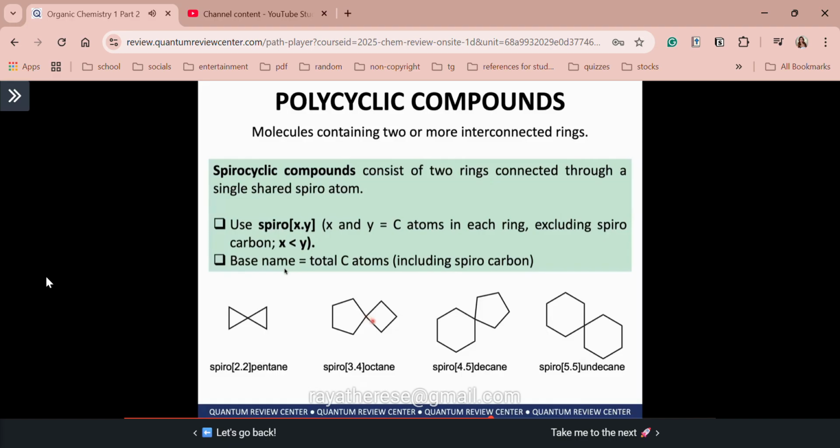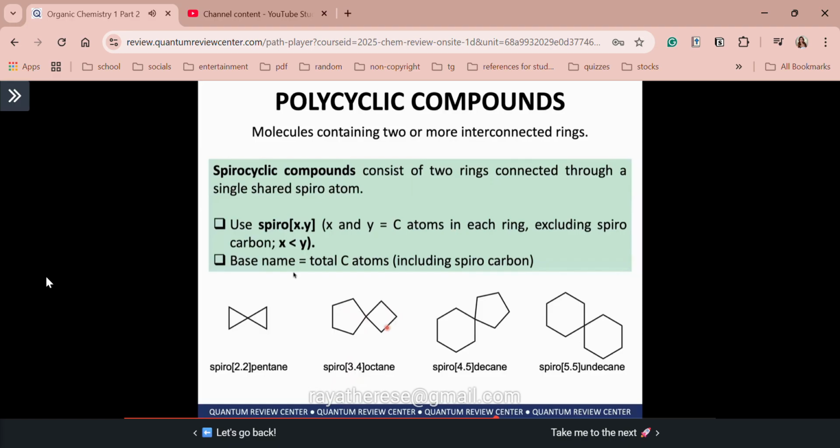Class, going back, for our smaller ring, how many carbons? 1, 2, 3. See, again, that corresponds to our X ring. For your Y ring, the larger ring, how many atoms? Class, please try answering this one. 1, 2, 3, 4. That's why it's named spiro-3,4. Sir, check mo nga kung 8 talaga yung total carbons. Let's see. 1, 2, 3, 4, 5, 6, 7, 8. Ayan, class, clearly, octane ang parent chain or base name natin here.